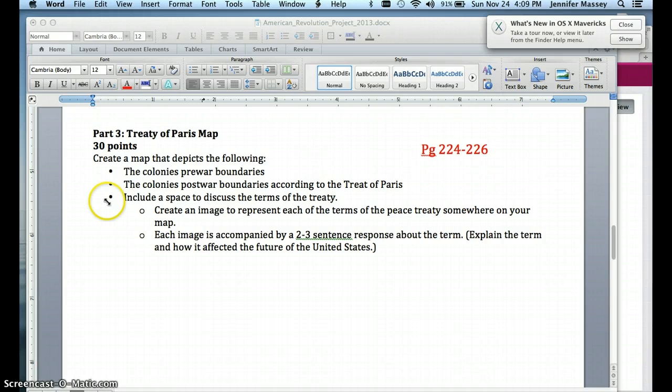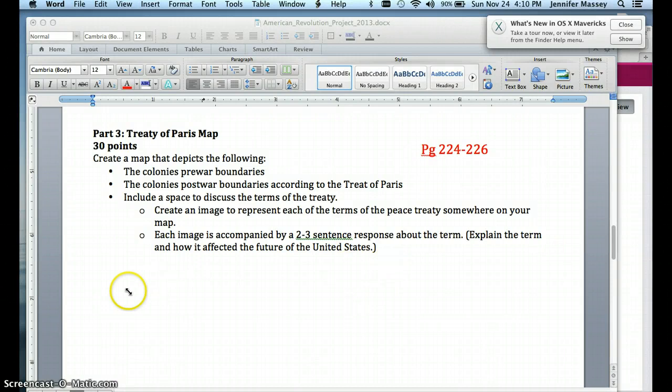Now you also need to include a space to discuss the terms of the treaty. Now the terms of the treaty are the things that each country agreed upon. This can be found in your textbook on pages 224 to 226. Your textbook has a really good explanation on the Treaty of Paris, how it came about, disputes after the treaty was signed, and it also gives a very good map showing how the land was divided before the war and how the land was divided after the war.